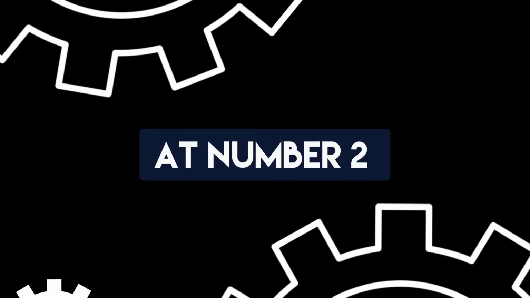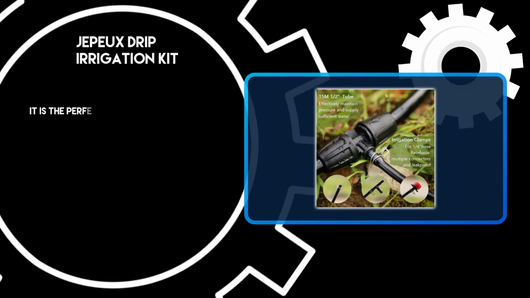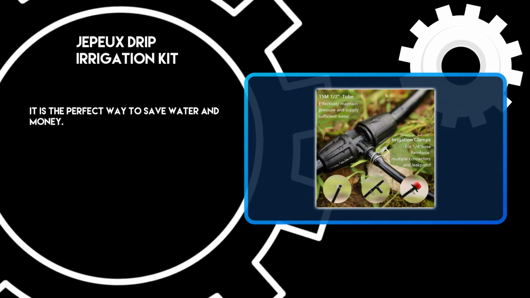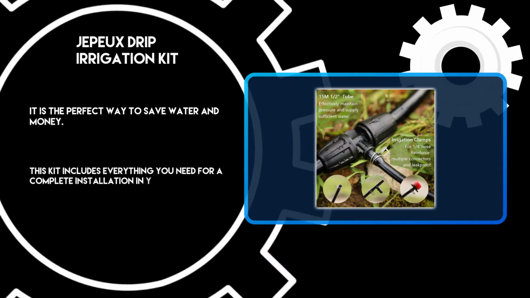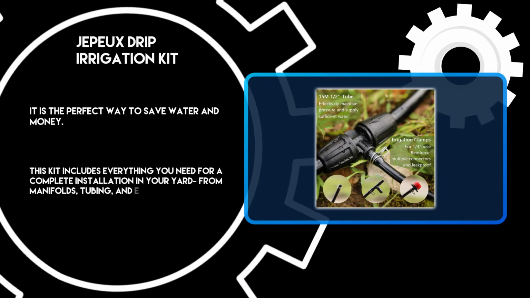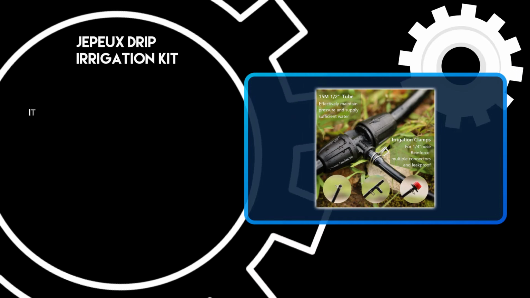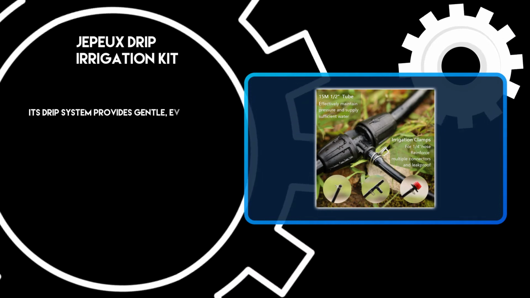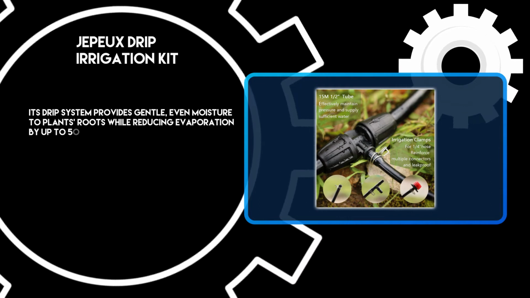At number 2, Jepeux Drip Irrigation Kit. It is the perfect way to save water and money. This kit includes everything you need for a complete installation in your yard, from manifolds, tubing, and emitters to pressure regulators and filters. Its drip system provides gentle, even moisture to plants' roots while reducing evaporation by up to 50%.